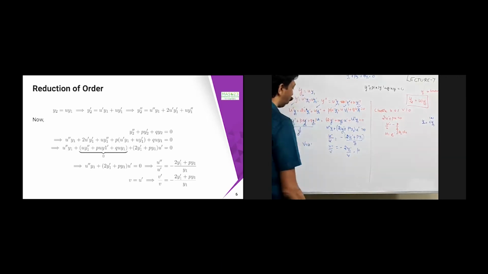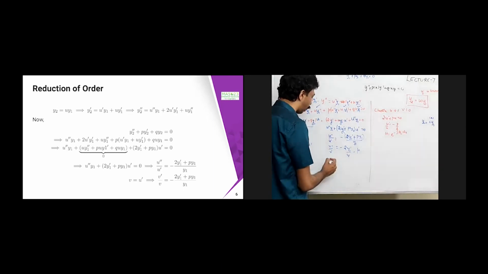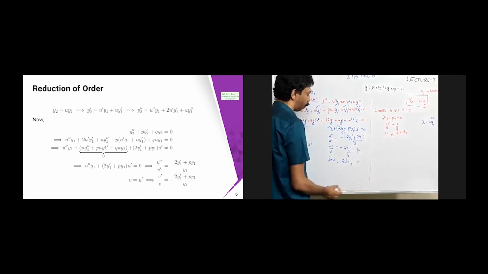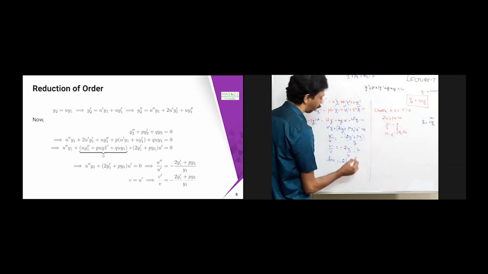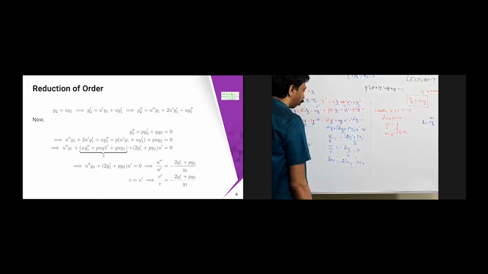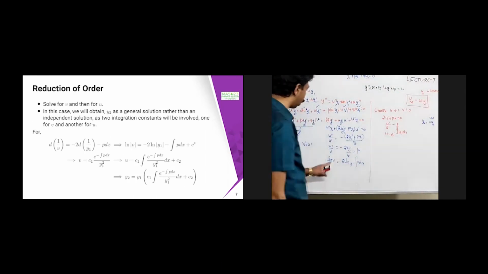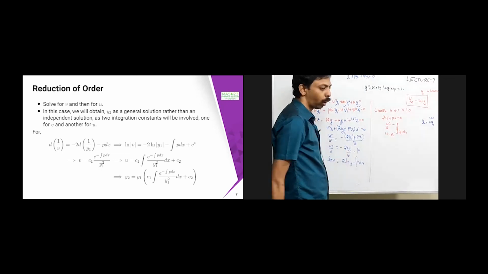Okay, I can integrate this one. If I integrate this, it is going to become ln v, which is minus 2 ln y1 minus the integral of p dx. Therefore, what you are going to get is this one. So solve for v, then for u.